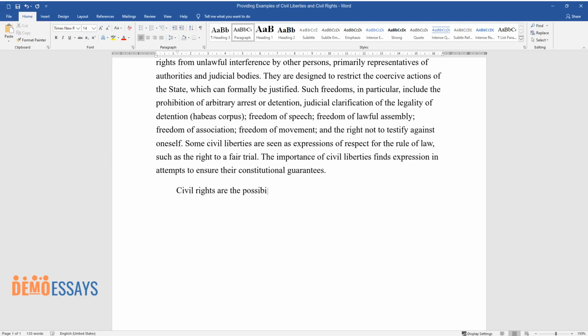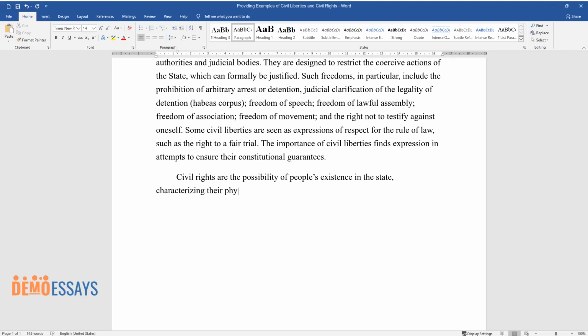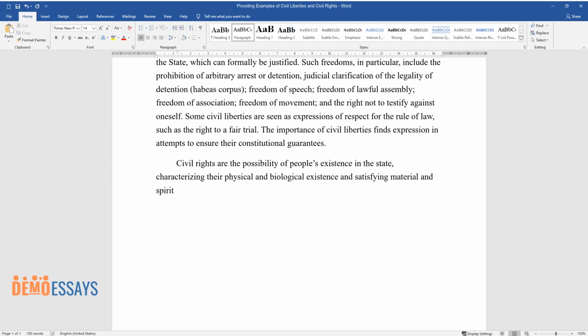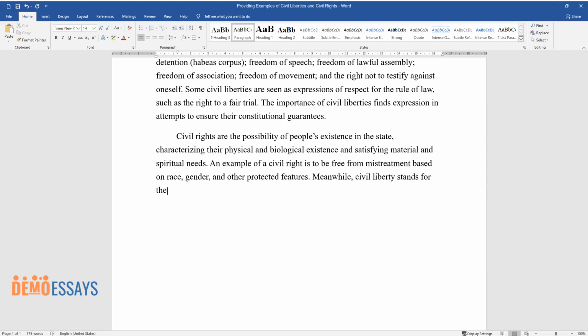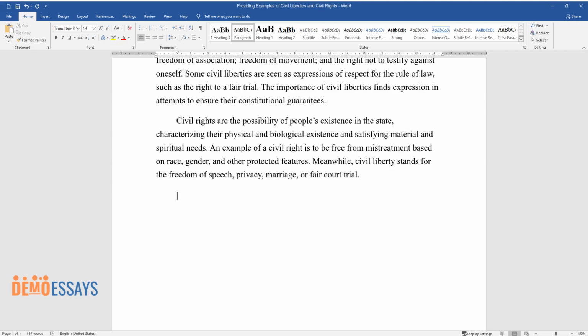Civil rights are the possibility of people's existence in the state, characterizing their physical and biological existence and satisfying material and spiritual needs. An example of a civil right is to be free from mistreatment based on race, gender, and other protected features. Meanwhile, civil liberty stands for the freedom of speech, privacy, marriage, or fair court trial.